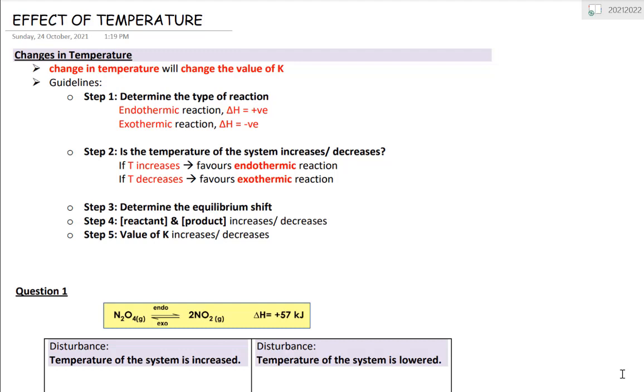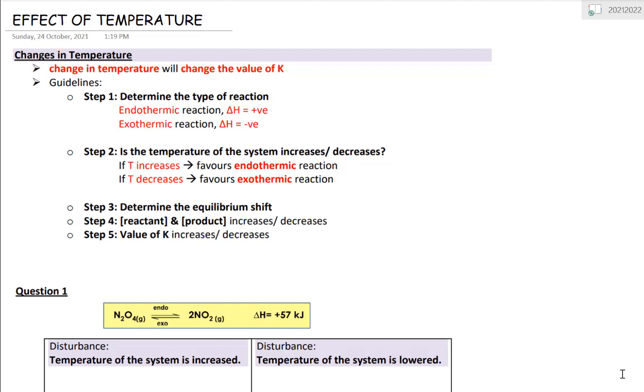So previously in the Google Meet lesson, we have already talked about what Le Chatelier Principle is, the factors for concentration, the factors of pressure and volume, and also additions of inert gas at constant volume and constant pressure, and how these factors affect the equilibrium position. So in this video, we are going to talk about the effects of temperature and the effects of catalyst.